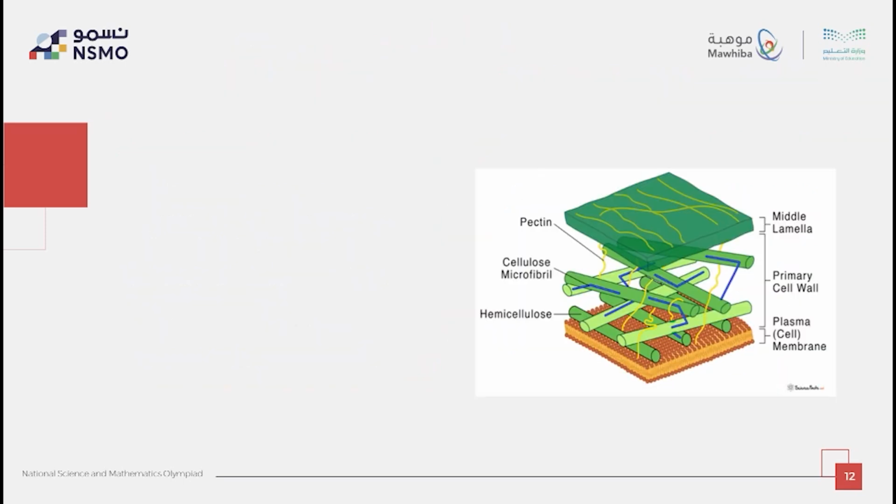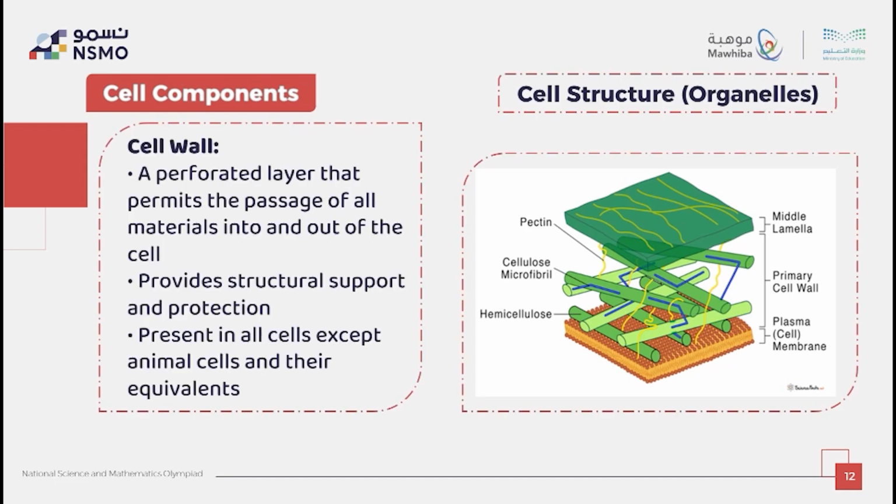We need to protect the cell, and the most efficient thing that protects the cell is the cell wall. We see the cell wall in plant cells, and it gives the cell strength, rigidity, and protection from bursting. Look at this picture here. We see layers: the pectin, primary cell wall, and middle lamella. These are the layers that shape the cell wall.